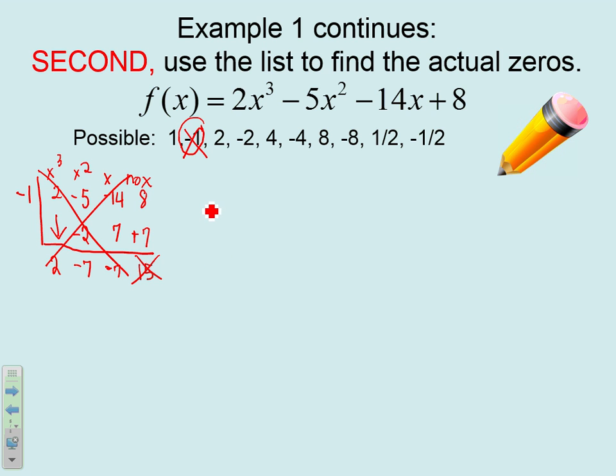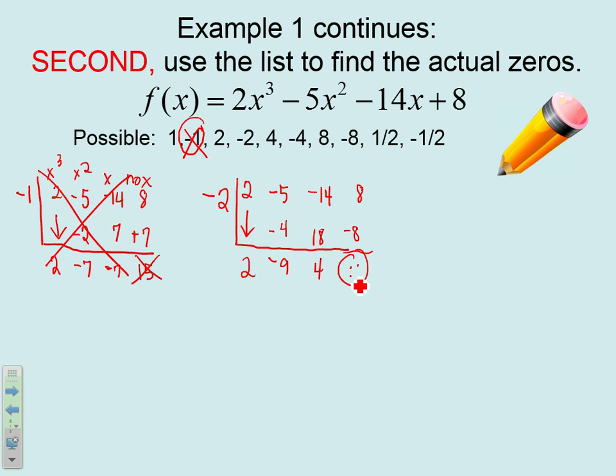Can I guess again? Let's try -2. Yep, this is where educated guesses come in, you're just going to guess until you find one that helps you. So bring down the 2, that's -4, -9, that's 18, that's 4, that's -8. Woohoo! I got a 0. That means this is one of my solutions.